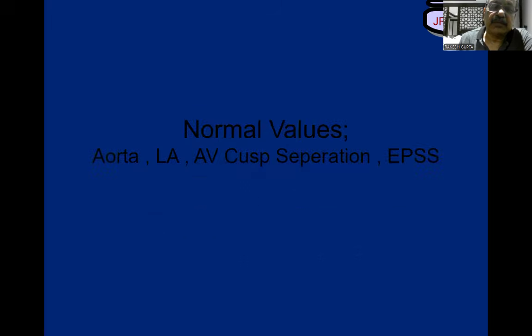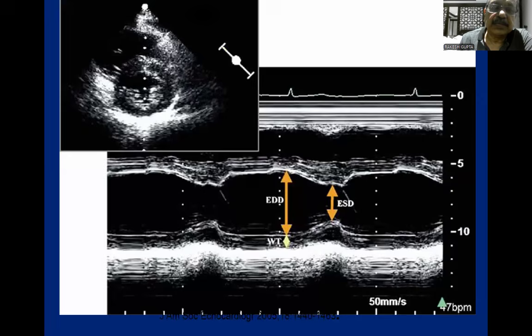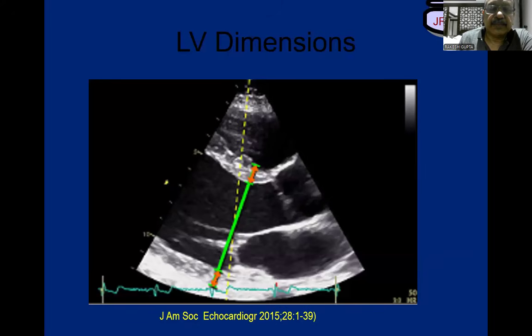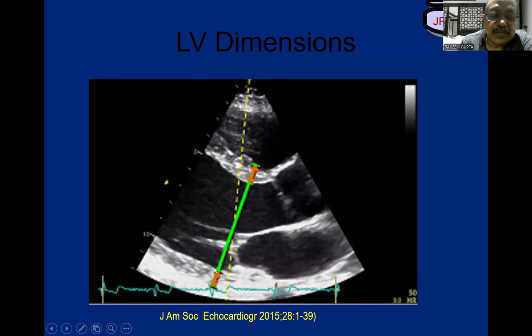Next comes the most important thing. This is what we have shown, exactly what we need to look at in chamber quantification. This is the trailing edge of the interventricular septum. This is the leading edge of the posterior wall. So we are measuring from trailing edge to leading edge of LA. And this is a septal thickness, from this point to this point and this point to this point.